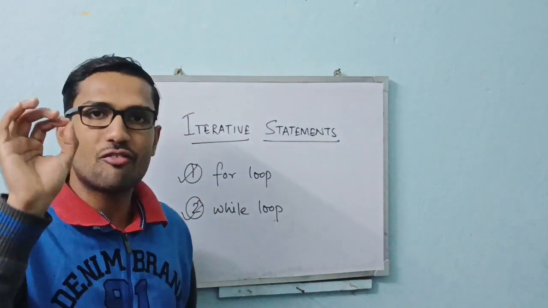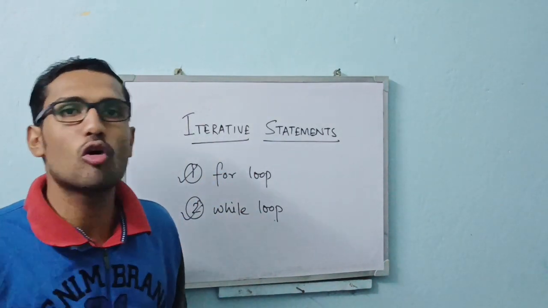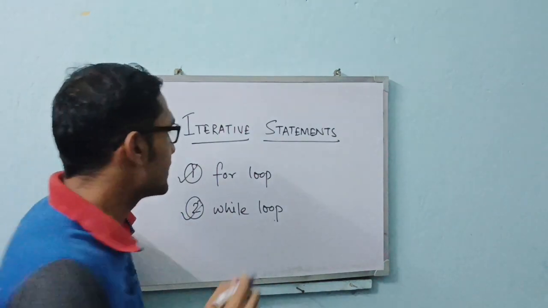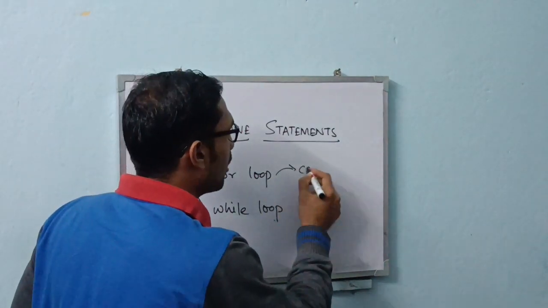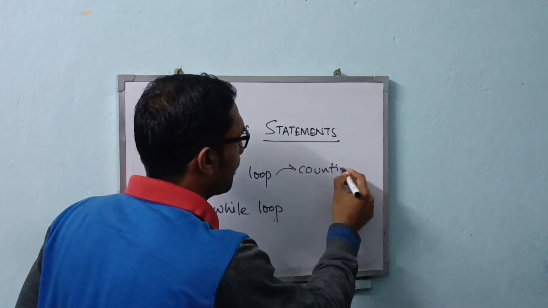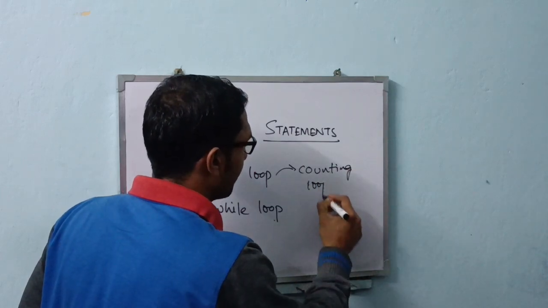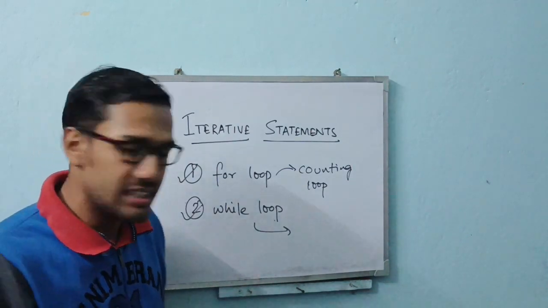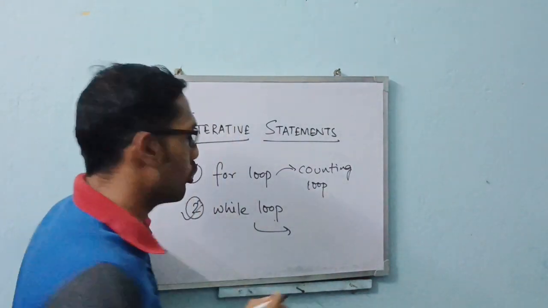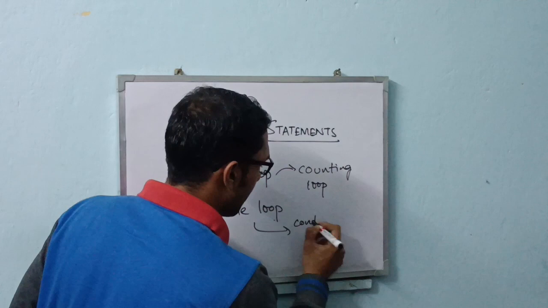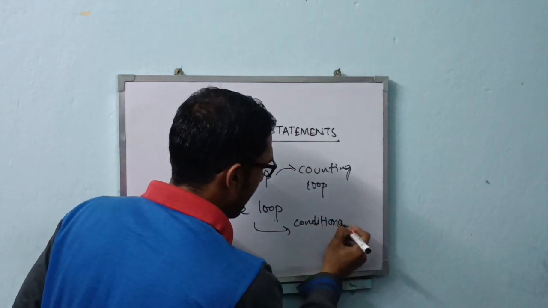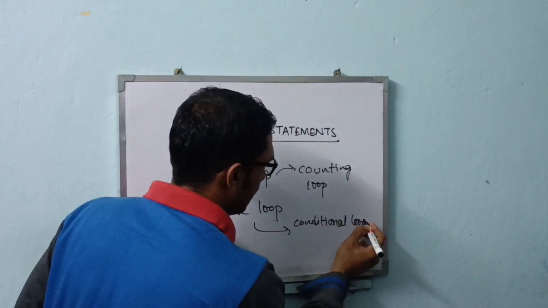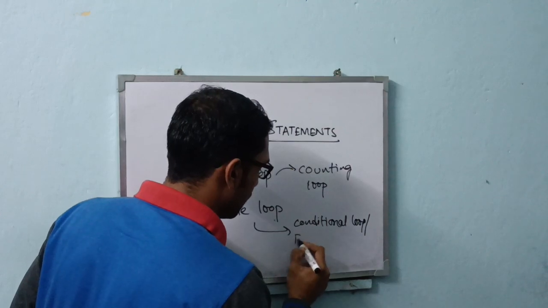This for loop is also called a counting loop. This for loop is basically used for counting purposes. And while loop is known as a conditional loop or entry control loop.